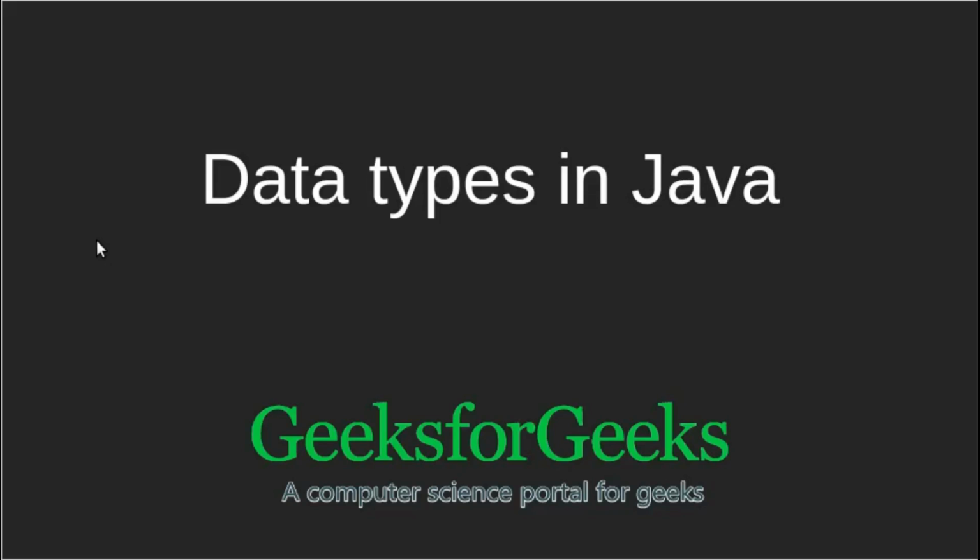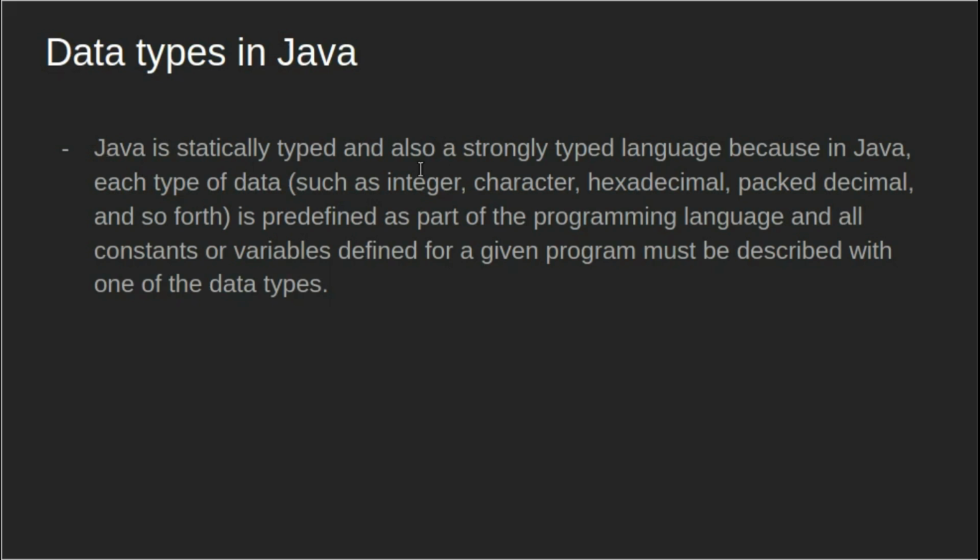In this tutorial, we will learn about the data types in Java. Java is statically typed and also a strongly typed language because in Java, each type of data such as integer, character, hexadecimal, packed decimal, and so forth is predefined as a part of the programming language, and all constants or variables defined for a given program must be described with one of the data types.